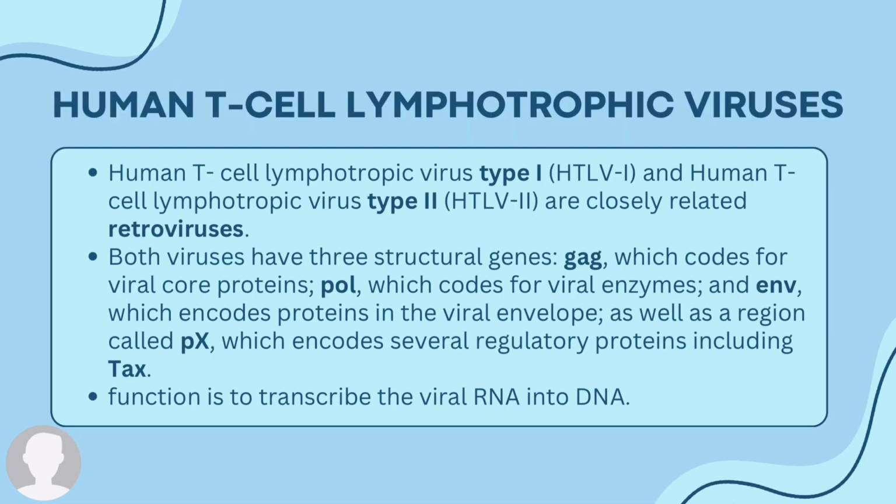Next from the list is human T-cell lymphotropic viruses. HTLV-1 and HTLV-2 are closely related retroviruses. Both viruses have three structural genes: GAG, which codes for viral core proteins; POL, which codes for viral enzymes; and ENV, which encodes proteins in the viral envelope; as well as the region called PX, which encodes several regulatory proteins including TAX. The function is to transcribe the viral RNA into DNA.